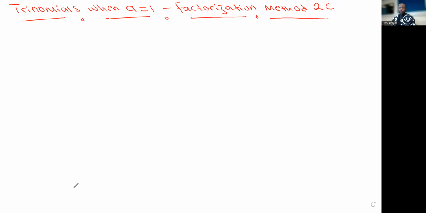Also, I'm going to do a quick reminder of what a trinomial is, all right? Just to make sure everybody's on the same page.